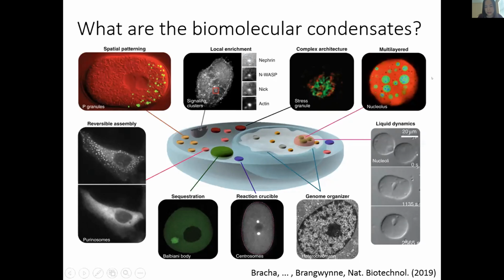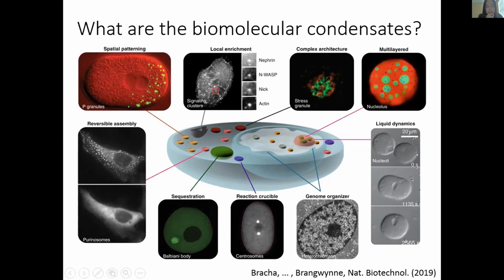And this figure shows that this nucleolus is liquid-like. It can merge with each other and form a new spherical rounded liquid droplet.